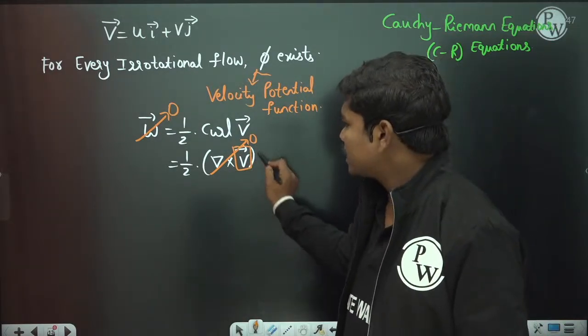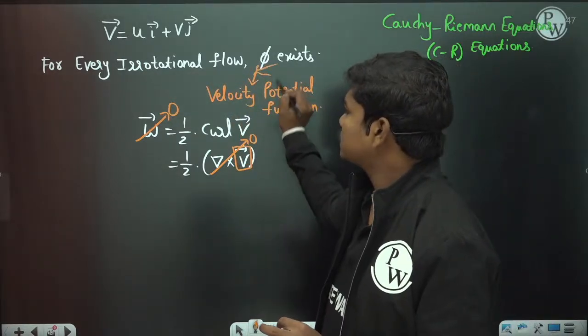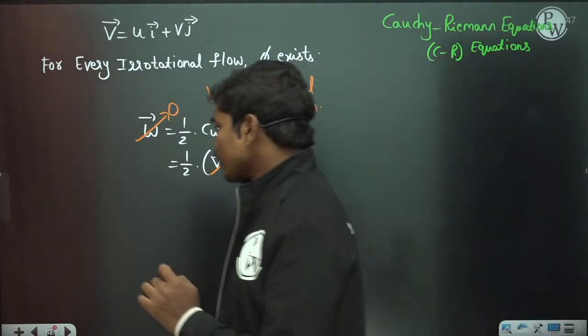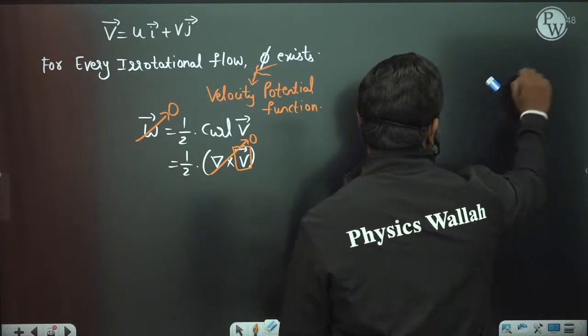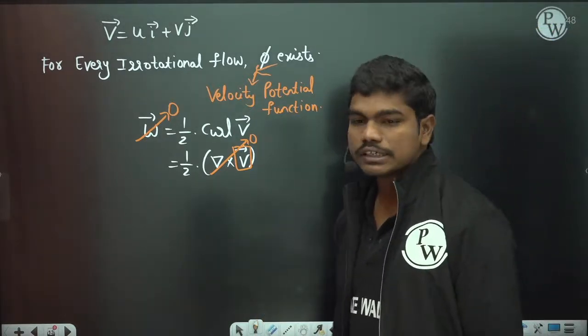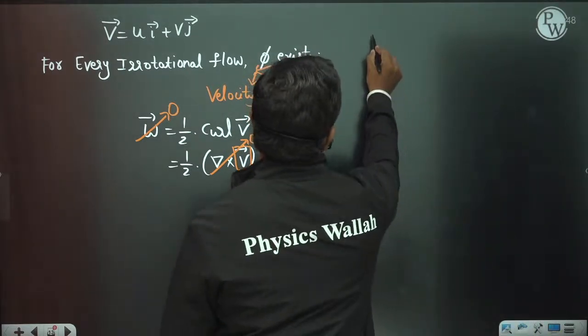So whenever this curl v is 0, definitely there exists a scalar point function phi such that this f bar is equal to the gradient of phi. Let me explain it in a detailed way. Let us spend some time, no issue. At least before this you will get clarity on this. So for every irrotational flow, phi actually exists. I'll give you one example.